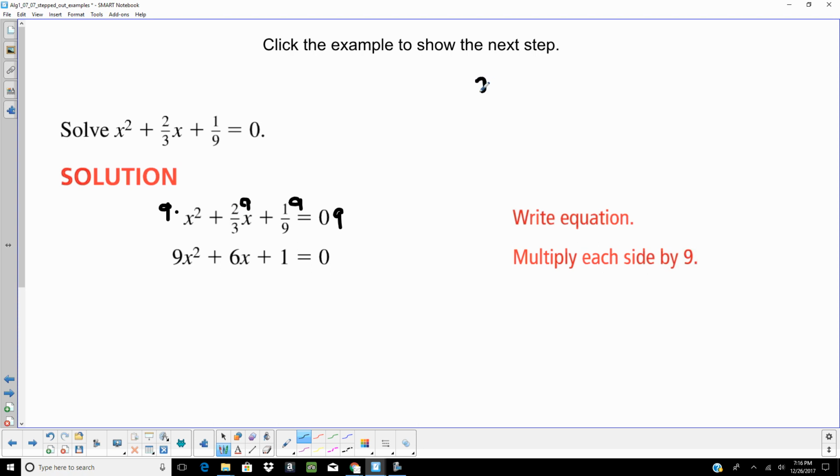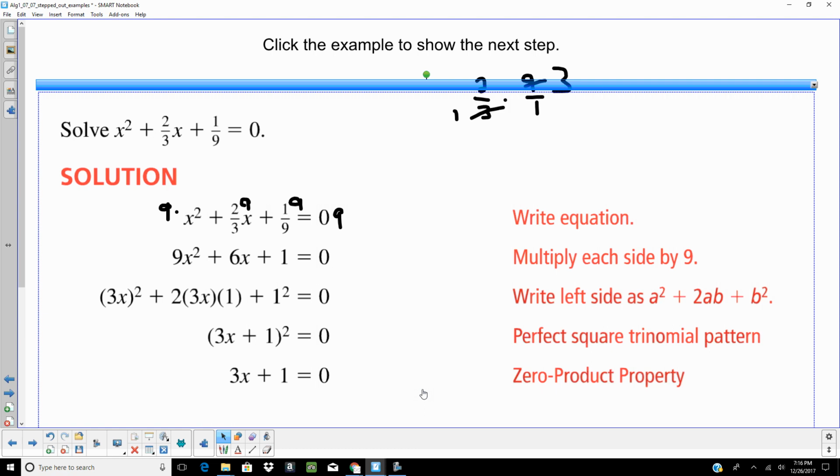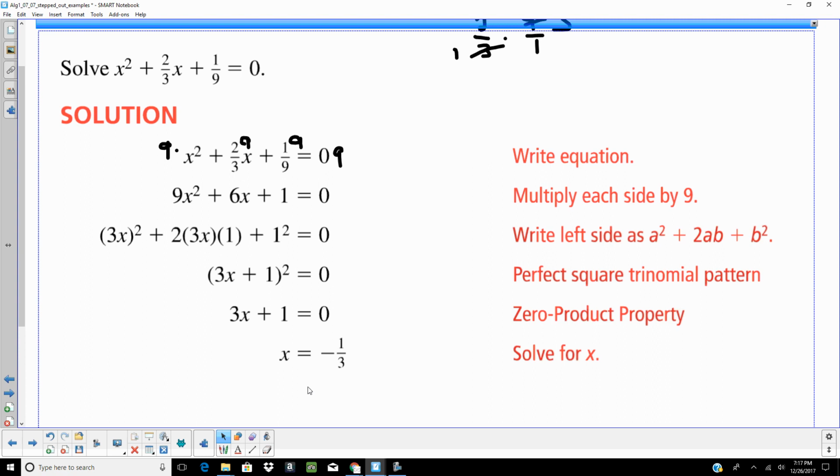And then if you're a little iffy on your fractions, 2/3 times 9, you can cross cancel, and you're going to be left with 6. 1/9 times 9 gives me 1. Well, that does look a lot easier. And when I factor that, it's going to be a perfect square trinomial. 3x plus 1, quantity squared. And we're solving that, so you take that factor, you set it equal to 0. Subtract 1, divide by 3, you get x equals negative 1/3.